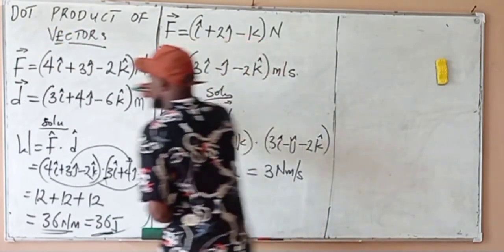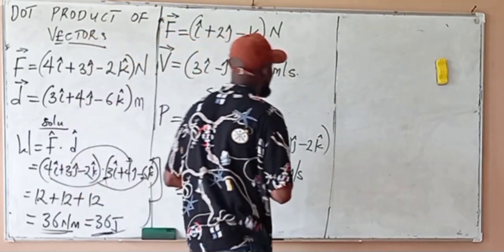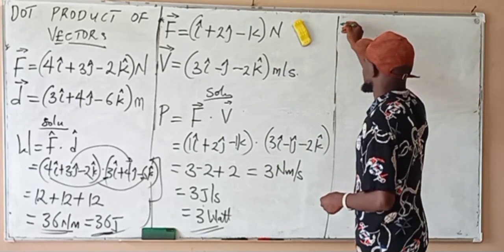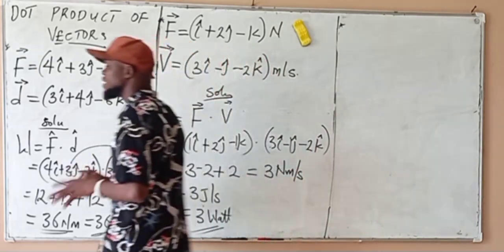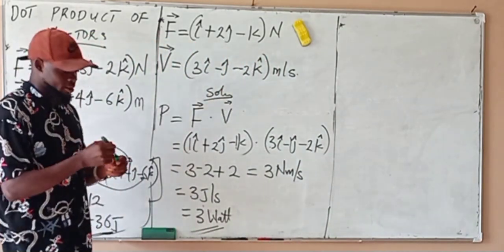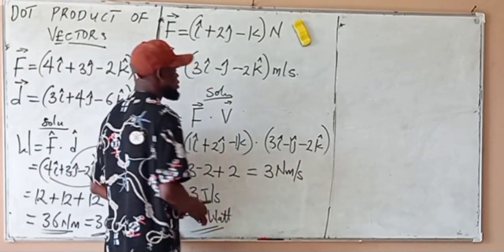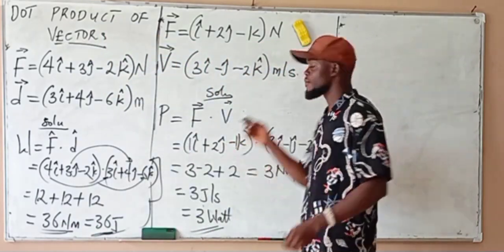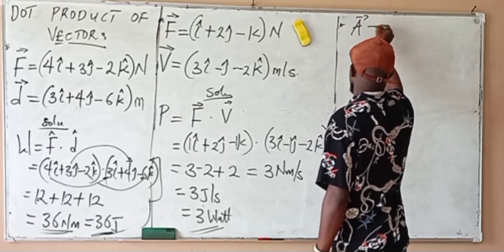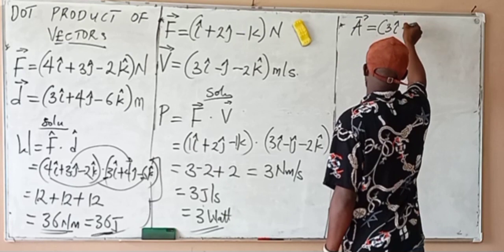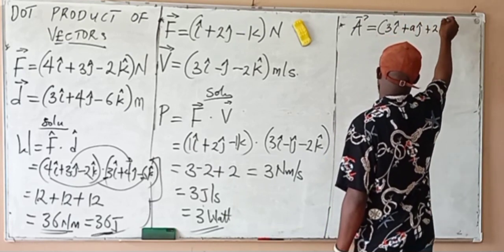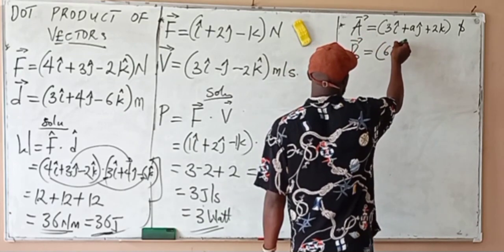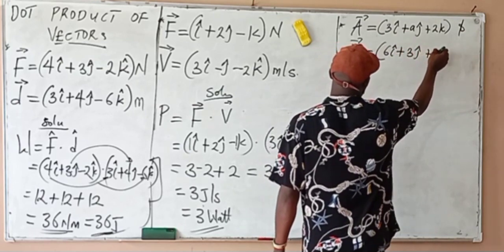Then let's get another question. What must be the value of a for these vectors: A equal to 3i plus aj minus 2k, and B equal to 6i plus 3j plus ak?